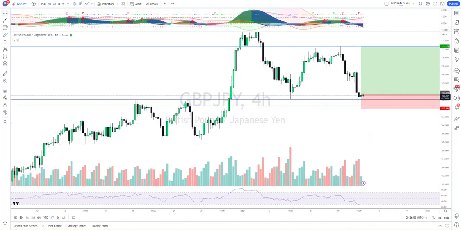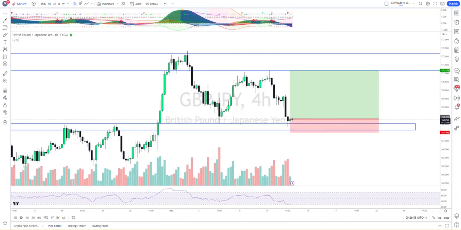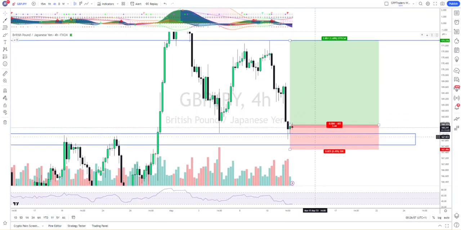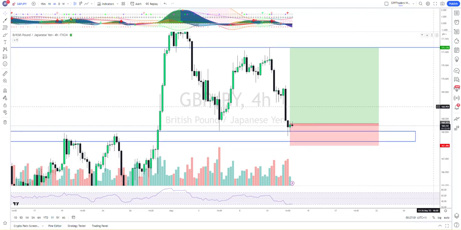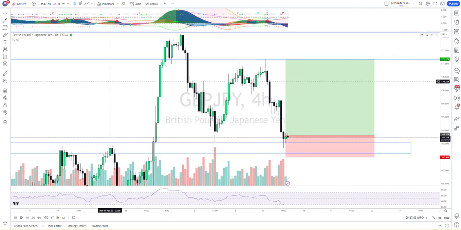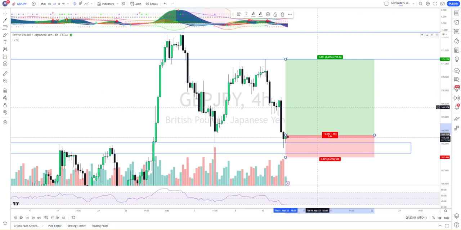Now let's break this down a little bit. So we've seen price reacted in our zone of interest, and we've given the trade a nice breathing room in terms of a stop loss and a potential take profit area. As always, we look for a 1 to 3 minimum trade setup, and in this case it's 1 to 3.44.